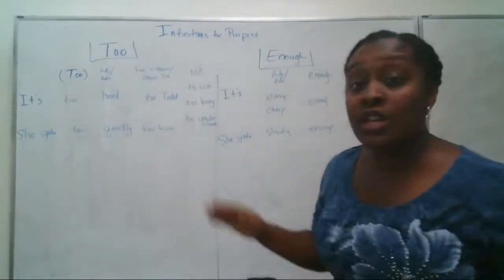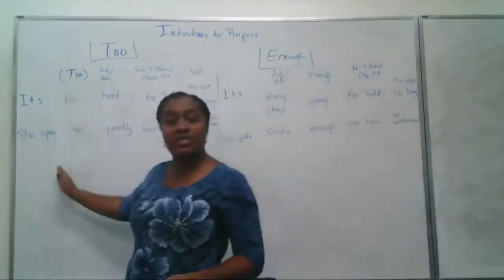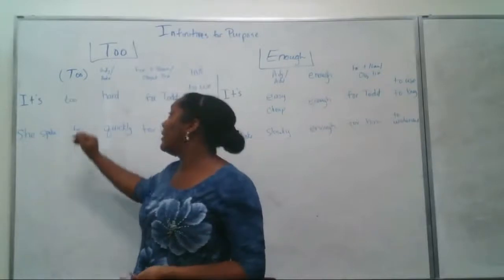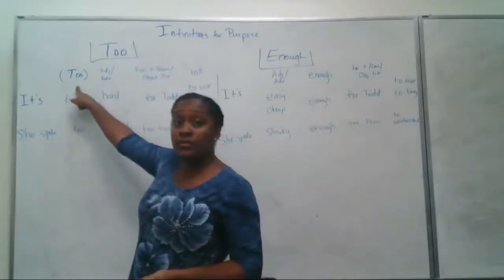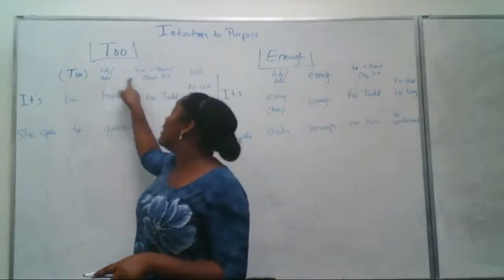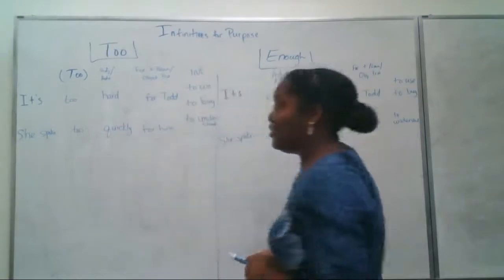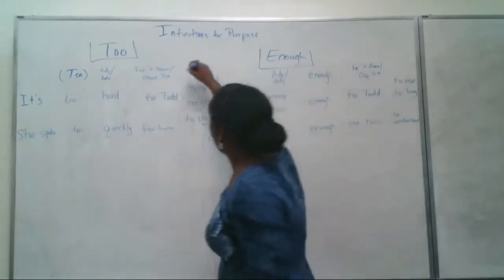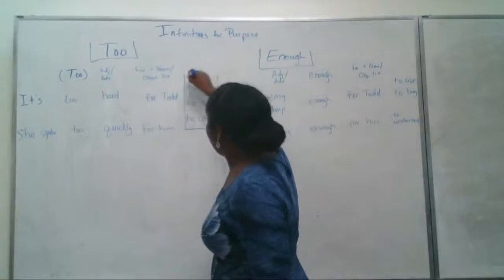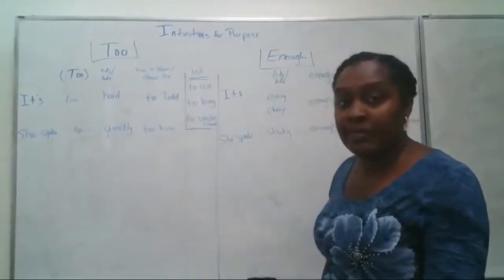Now, when we use too, you're going to put at the beginning of your sentence your subject, sometimes a subject and a verb. You're going to use too. You're going to use an adjective or an adverb. Then you're going to use for plus a noun or an object pronoun. And then you're going to use your infinitive. So your infinitive comes here. Your infinitive is in the last row. Now, let me give you an example.